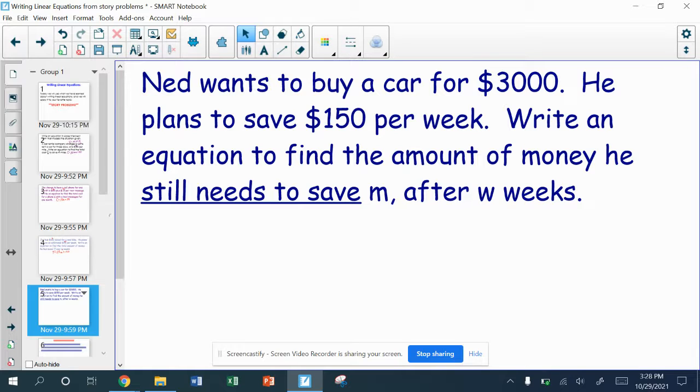Now, this one's a little bit different. Ned wants to buy a car, and the car is $3,000. He plans to save $150 per week. Write an equation to find the amount of money he still needs to save after a certain number of weeks.